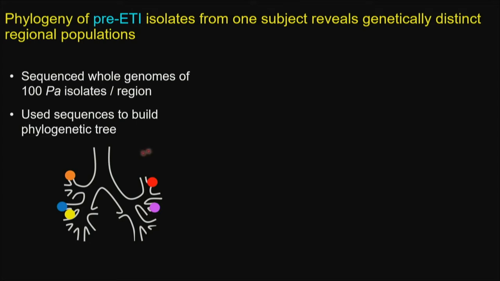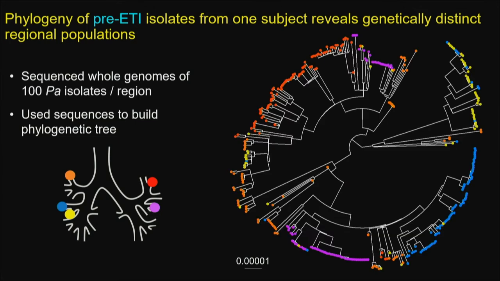And so here we have the phylogenetic tree showing the genetic relationships between all of the isolates in this one patient collected before ETI. And so what we see is that isolates that cluster together on the tree are more closely related to each other. And so because we're seeing clustering by location as indicated by the color of the isolate, that indicates to us that we do indeed have these regionally distinct populations.